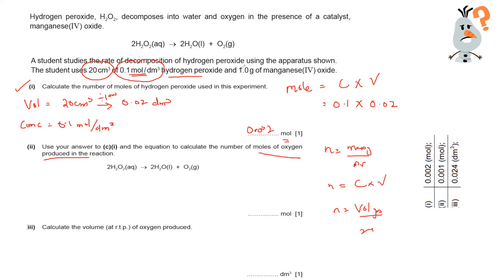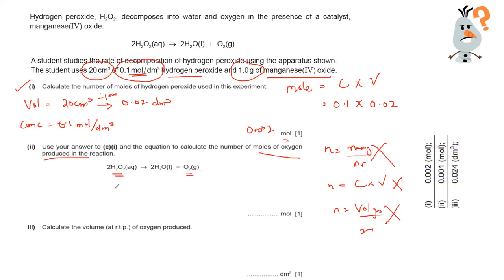We don't have the mass of oxygen. This is the mass of manganese oxide, not only oxygen, so we cannot use the first formula. We don't have concentration and volume, so we cannot use the second formula. We don't have the volume of the gas, so we cannot use the third formula. So to solve the second part we cannot use a formula because the information is not there. Then we can use a ratio. Because we already worked out hydrogen peroxide, we can take a ratio between hydrogen peroxide and oxygen.